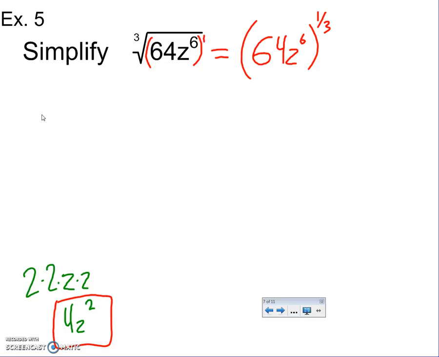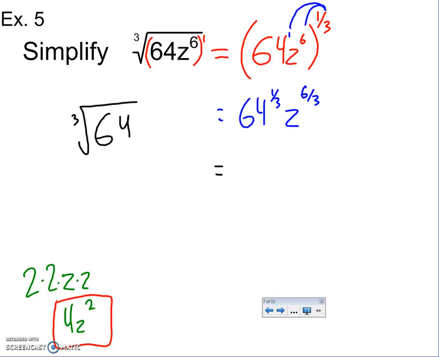Well, here's power to a power, exponent rules. I can distribute everything inside to the exponents only. So here's the 1. So that's really 64 to the 1/3 power times z. Well, 6 times 1/3 is 6/3. All right. Well, 64 to the 1/3 power. Let me do this. The 1/3 power is really the cube root of 64. Hopefully I know that's a perfect cube, because that's just 4. Because 4 times 4 times 4 is 64.